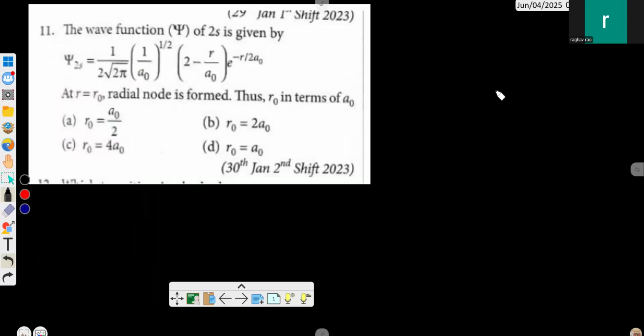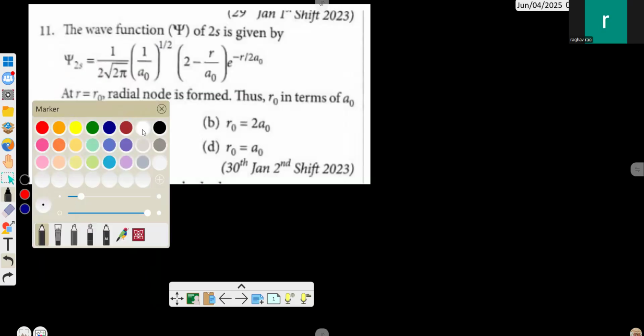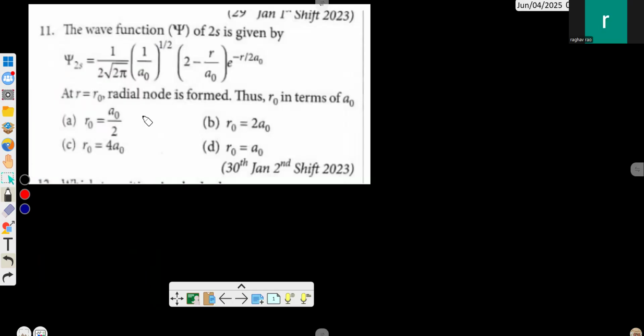So we'll start with the key paper of the chemistry examination. The first question in this states that the wave function of the 2s is given by so and so. At r equals r naught, the radial node is formed. The r naught in terms of a naught is asked. As we know, the probability of finding an electron, which is denoted by psi, is zero whenever it is at a radial node. So psi value is zero at a radial node.